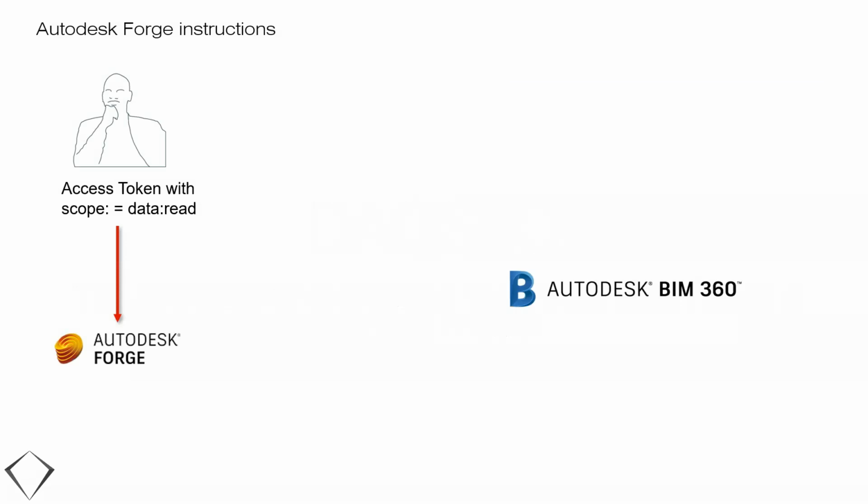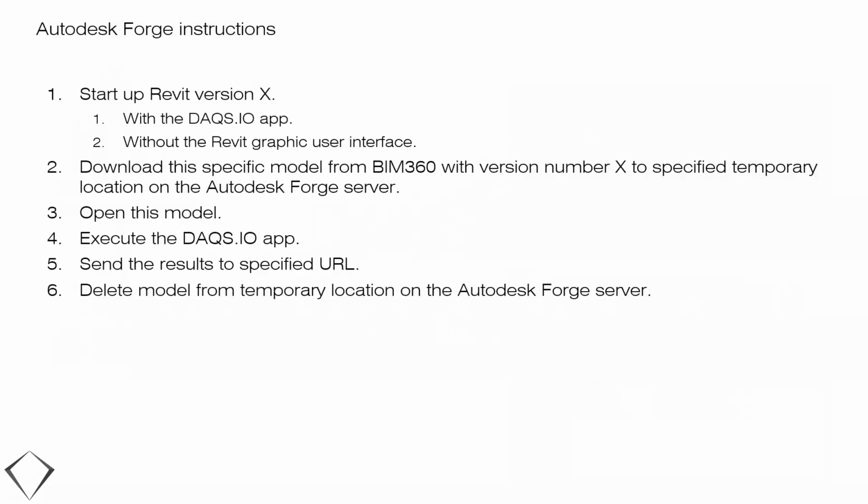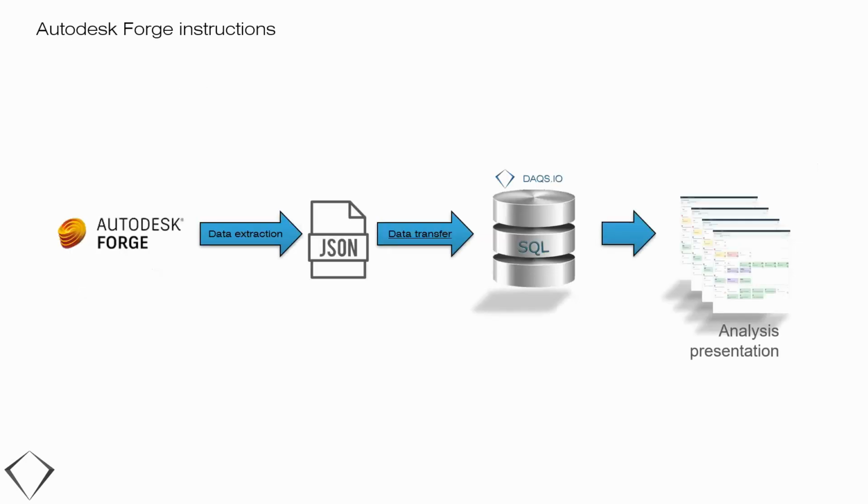Please let us explain how the system of the plugin works. It is not the plugin that takes the action. It is the user that instructs Autodesk Forge to copy the DAQS.io app from the user's BIM 360 hub and the designated Revit file to a temporary location on the Autodesk Forge servers. Then Revit is started with the plugin and extracts specific information and stores this into a JSON file. Autodesk Forge sends this file to the DAQS.io database where it is interpreted and visualized on the dashboard. After sending the JSON file, Autodesk Forge deletes all the data pertaining to the entire transaction.